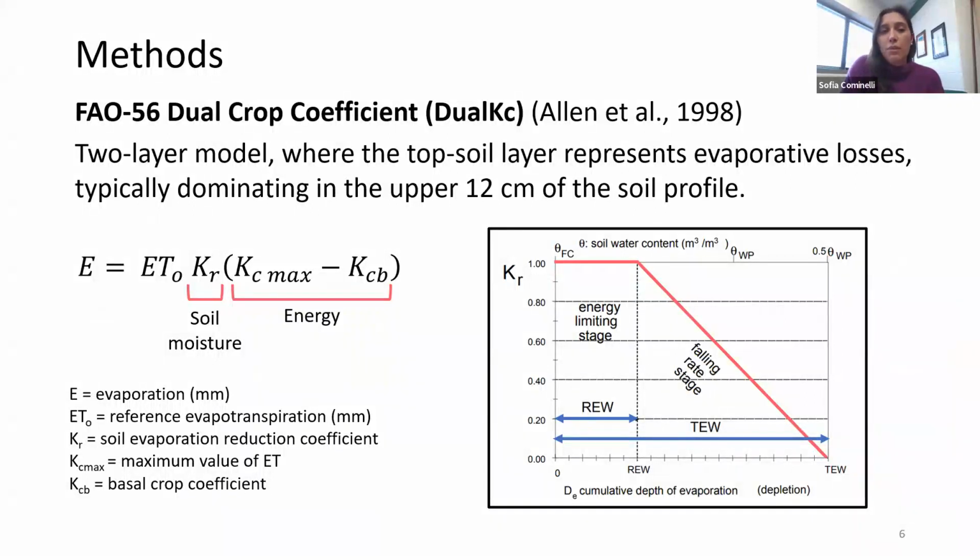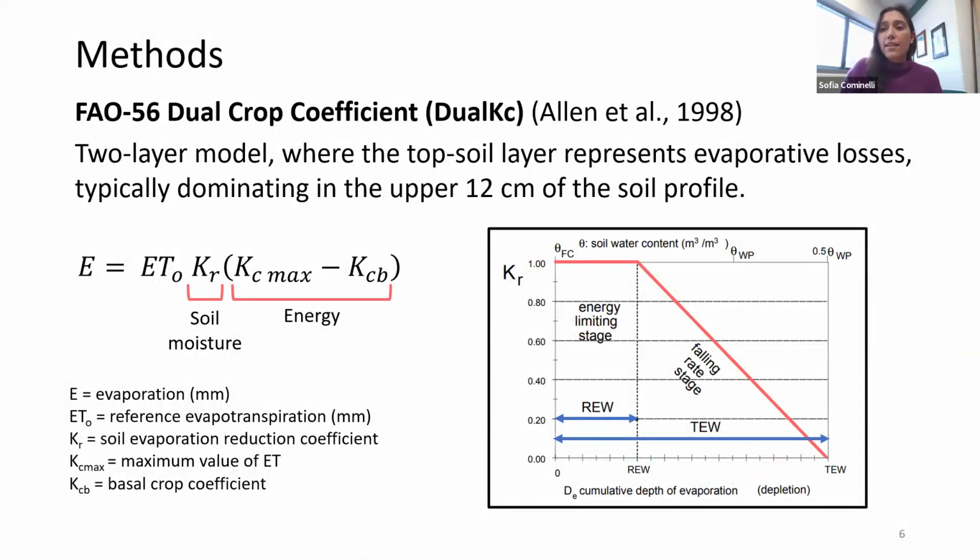The model that I implement in this study is the FAO56 dual crop coefficient that commonly is used to estimate crop evapotranspiration. Today, with this study, we are just focusing on the top 12 centimeters of the soil profile where the evaporation process occurs based on this model.